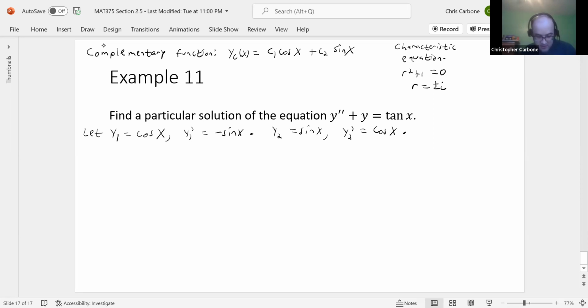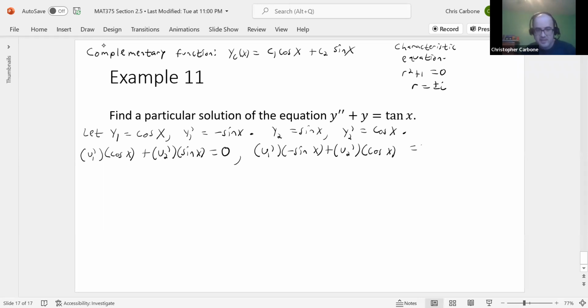So the associated homogeneous equation will be some derivative u sub 1 prime times the cosine of x plus some derivative u sub 2 prime times the sine of x is supposed to be 0. And putting it into our differential equation, we would obtain u sub 1 prime times the negative sine of x plus u sub 2 prime times the cosine of x is equal to the tangent of x. So we could solve this.